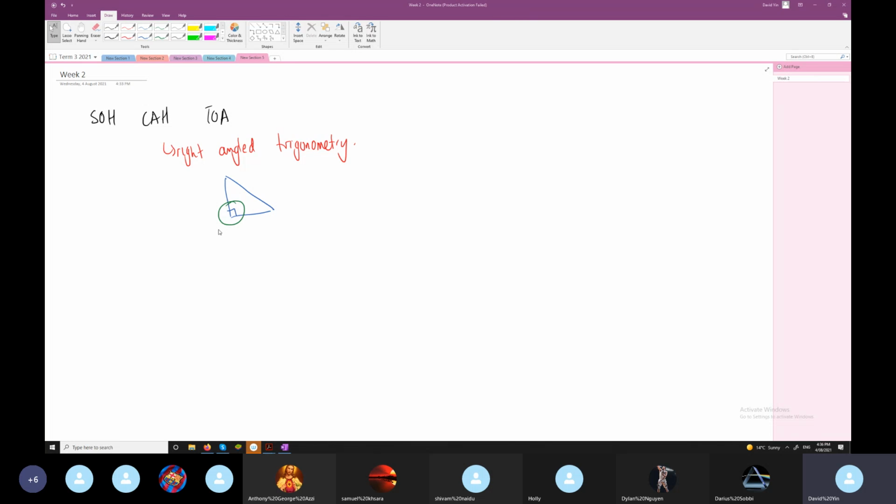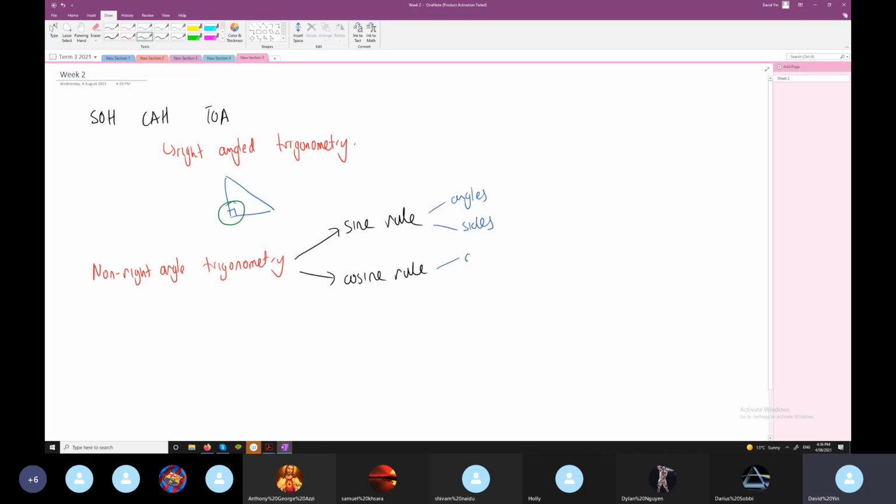As soon as you see a right angle, then you think SOHCAHTOA. Now, for non-right angle trigonometry, meaning any triangle that doesn't have a right angle, you are going to use a formula called the sine rule or the cosine rule, depending on what you're trying to find. The sine rule and the cosine rule can be used to find either angles or sides.